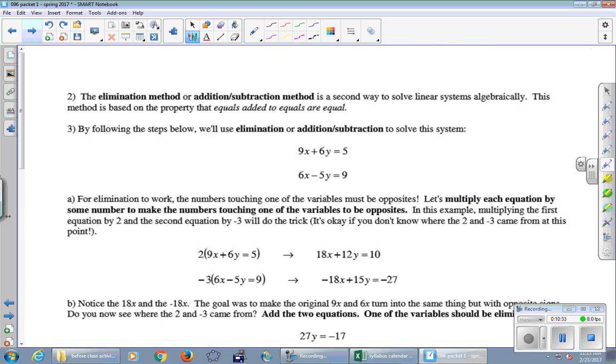Okay, that right there was called the substitution method. Completely different technique here called the elimination method or the addition subtraction method. And it's based on a property that says equals added to equals are equal. So let's just see this real quick.